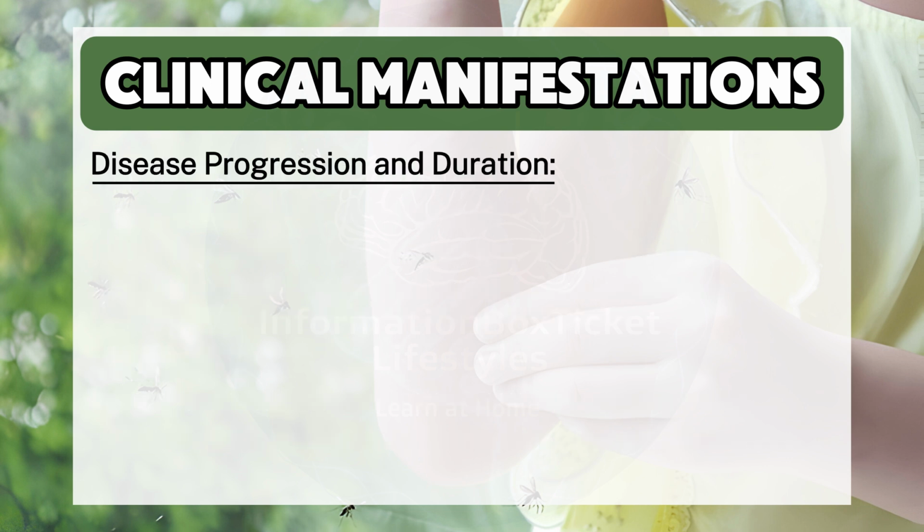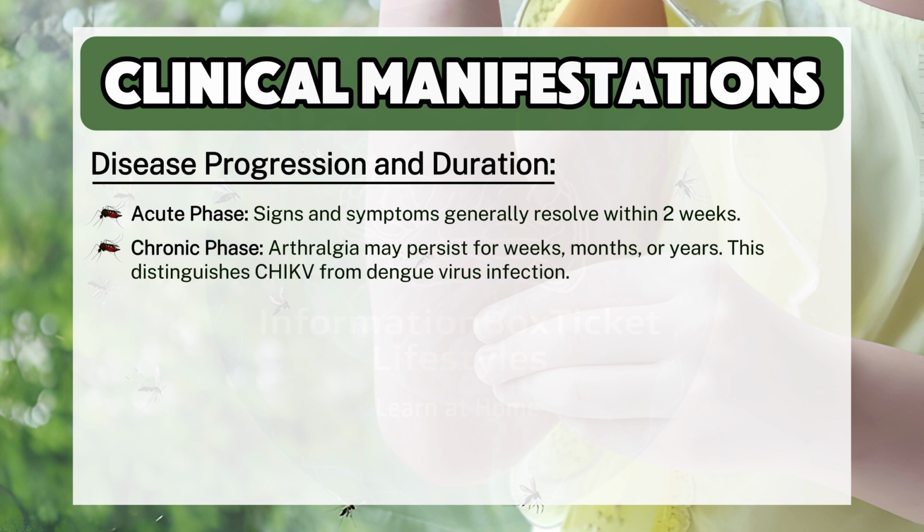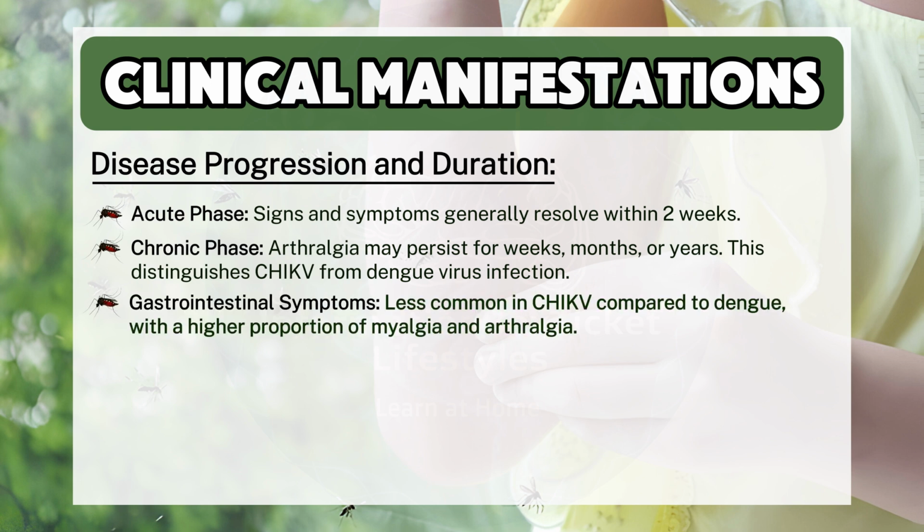Disease progression and duration. Acute phase: signs and symptoms generally resolve within 2 weeks. Chronic phase: arthralgia may persist for weeks, months, or years. This distinguishes chikungunya virus from dengue virus infection. Gastrointestinal symptoms are less common in CHIKV compared to dengue, with a higher proportion of myalgia and arthralgia.